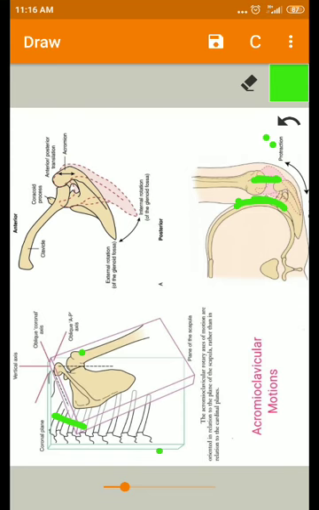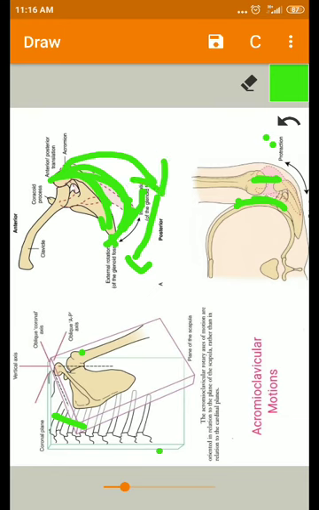Here you can see this is the superior surface of the scapula. What is happening during protraction? The vertebral border will move like this. That means it is rotating internally, and the vertebral border, the outer border, will come backwards during protraction. In the case of retraction, again this vertebral border will move in this way, and the scapula will rotate back. That is called external rotation.